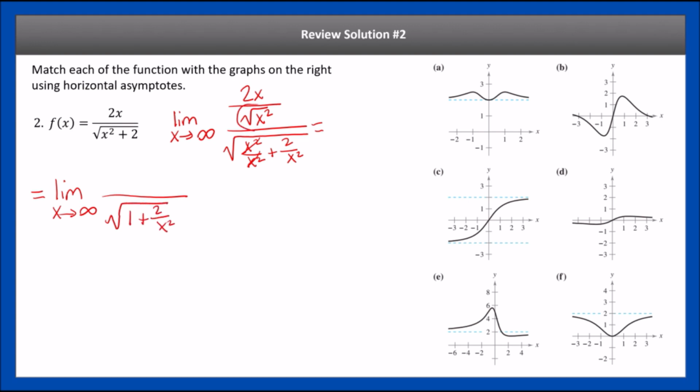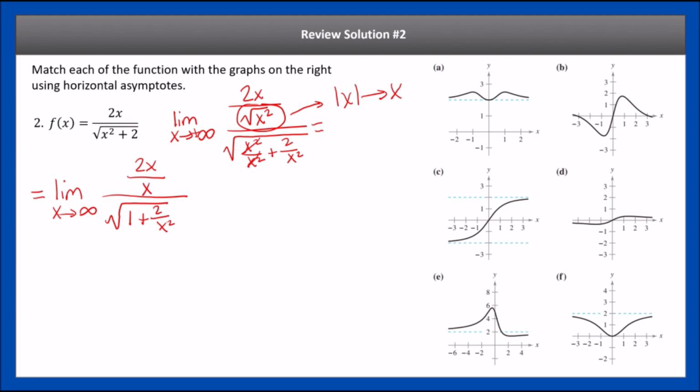Now remember that this is going to turn into absolute value of x. Because we're dealing with positive infinity here, that means x is greater than 0. So this is actually going to turn into x. We don't even have to worry about the negative x portion for positive infinity, okay? So this is going to turn into x.